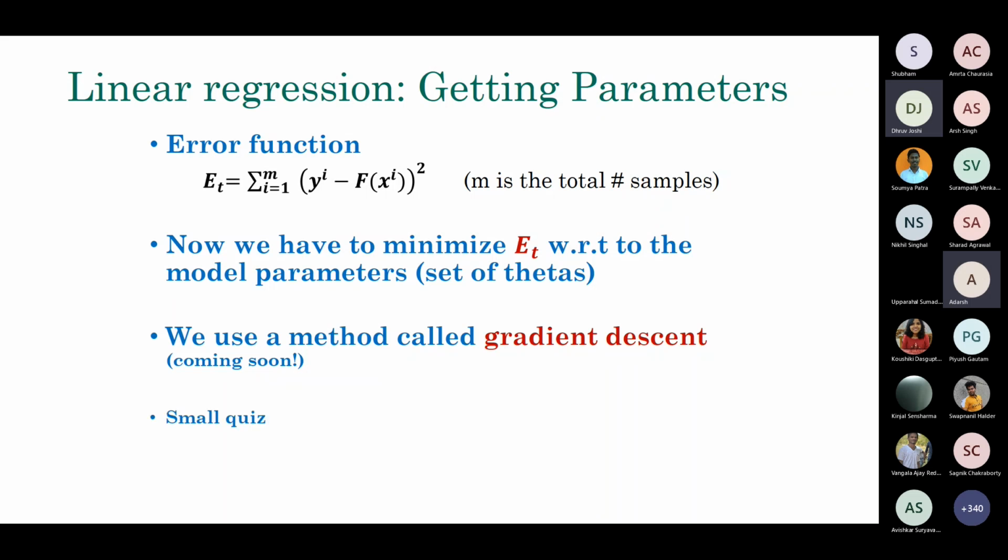All right. So just a small quiz for all of you. It's very simple. For samples with 10 features, how many parameters will it contain? 11. Yeah, it's 11 parameters.